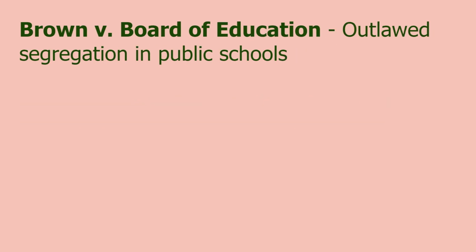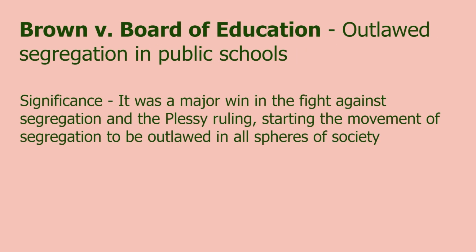Brown v. Board of Education outlawed segregation in public schools. It was a major win in the fight against segregation, and the ruling started the movement for segregation to be outlawed in all spheres of society. Obviously, Brown v. Board was extremely important in ending segregation in public schools. However, it was even more important in getting the ball rolling in restricting segregation. Brown v. Board was used as precedent to quickly end all forms of segregation in all areas of life.